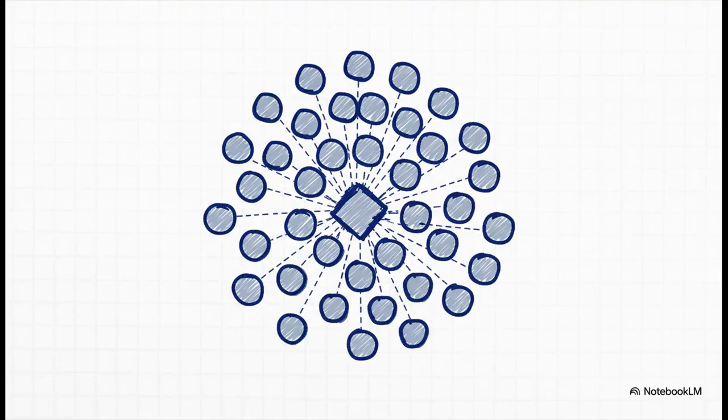The whole idea behind k-means is to create these really tight, compact clusters. And the way it does that is by minimizing something called the sum of squared error. That's just a fancy way of saying it tries to shrink the total distance between every single data point and the center of the cluster it belongs to.